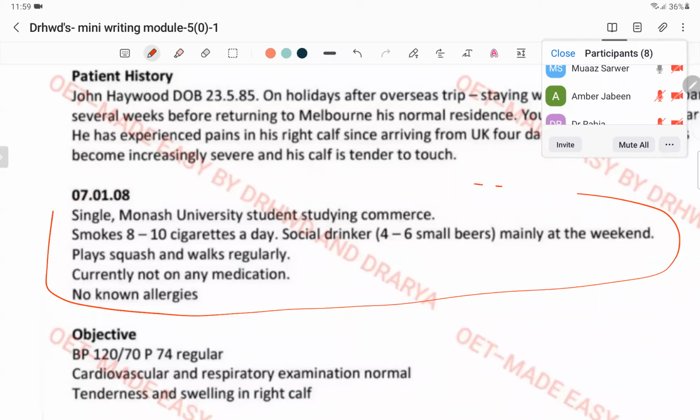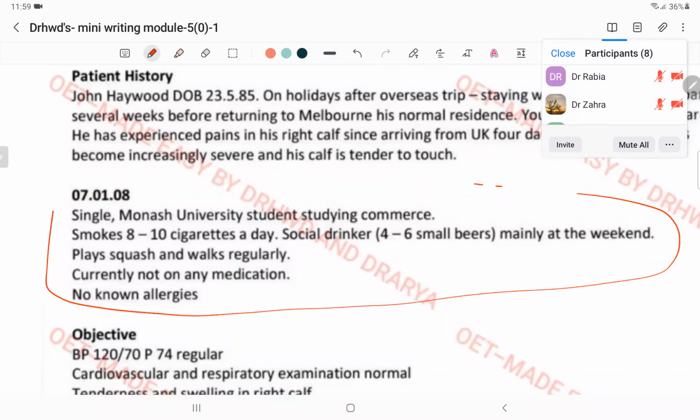Okay. All right, Dr. Rabia, what do you think? I think we will write about his smoking and drinking habit and his sports activity, and we will not mention allergy and medication. These are negative. Okay. All right.